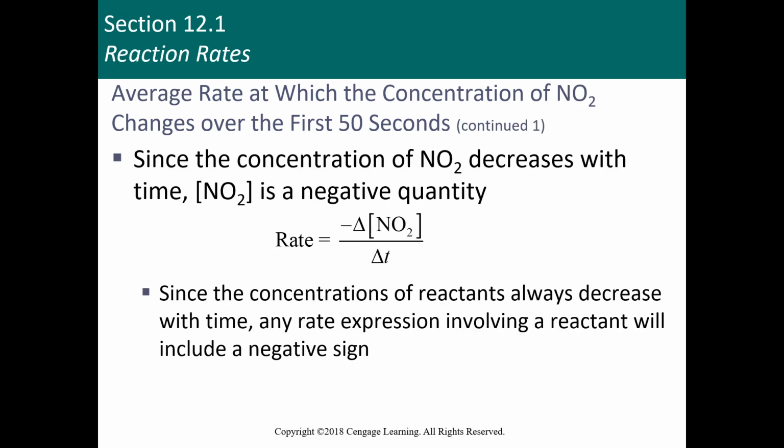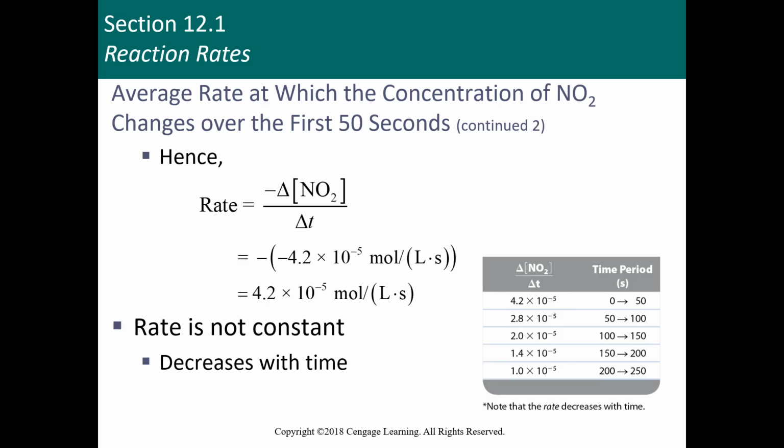All right, so since the concentration of NO2 decreases with time, again, this is going to be negative. The concentration of reactants will always decrease with time. That's actually typically why we put them as reactants, right? Reactants are what we start with. They're what we mix in to do the reaction. Any rate expression involving a reactant will include a negative sign then. So hence, we get this value right here, which would be our rate.